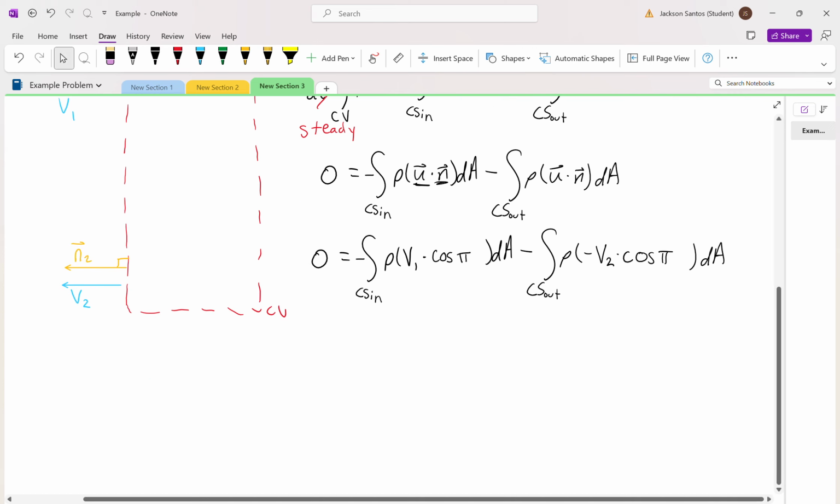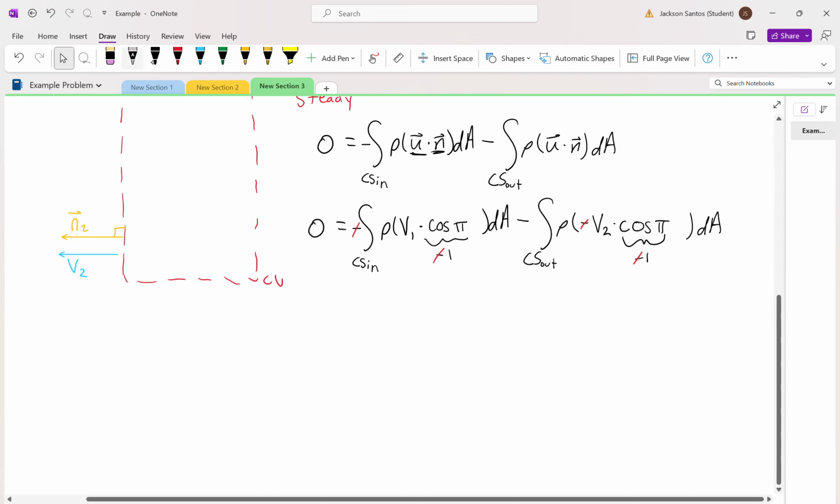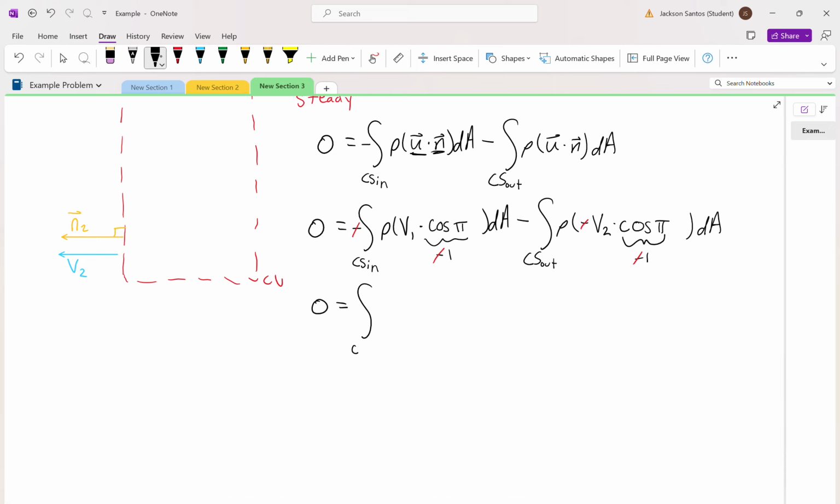So from that, we know that the cosine of pi is negative 1. So that negative 1 is going to cancel out this negative here, and the negative 1 that comes from this is just going to cancel out with the negative that you get from the velocity vector. So to rewrite this equation one more time, we're just going to get 0 equals the integral of the control surface in times density V1 dA minus the control surface out density V2 dA.